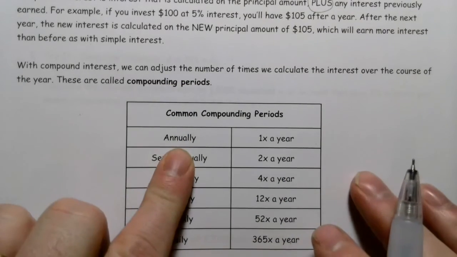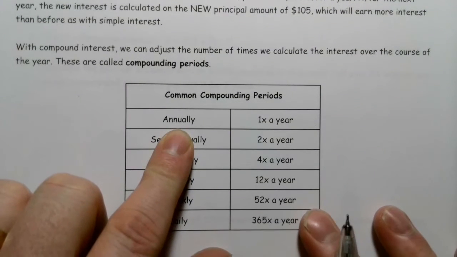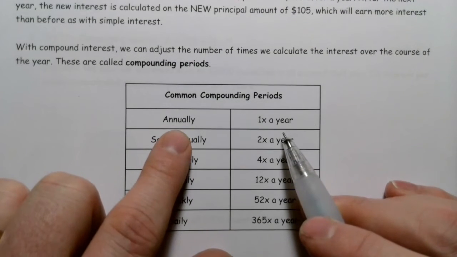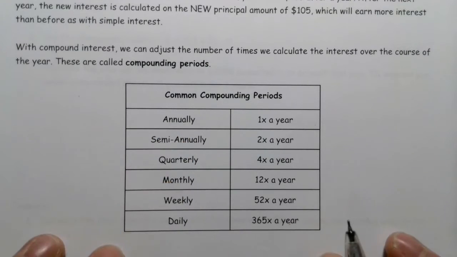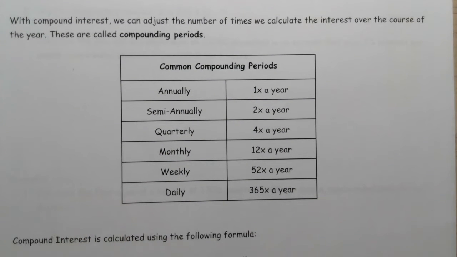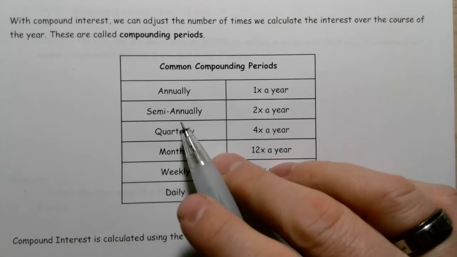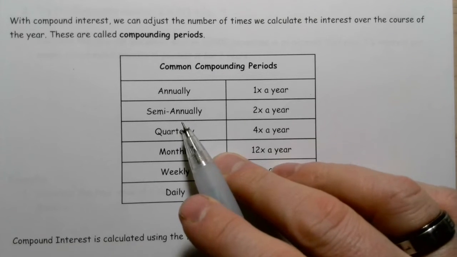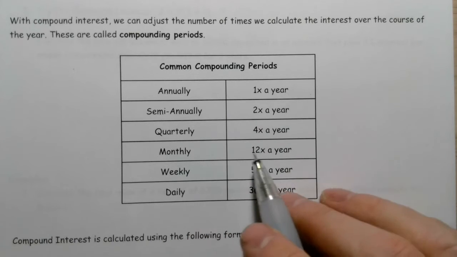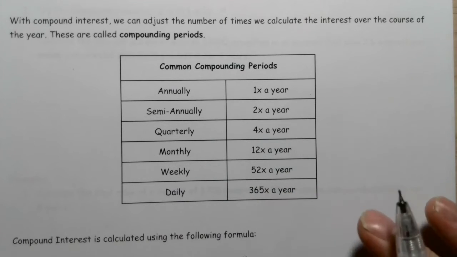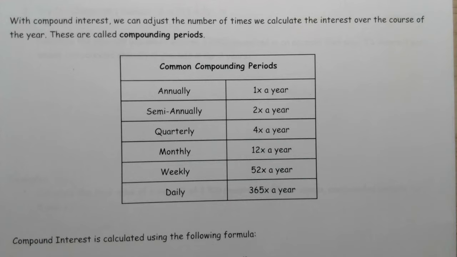So if you're going to compound it just once a year, then that's being compounded annually. If you do it twice a year, let's say you do it in December and in June, we call it semi-annual. Quarterly, 4 times a year. Monthly, 12 times a year. Weekly, 52 times a year. And daily would be 365 times a year.